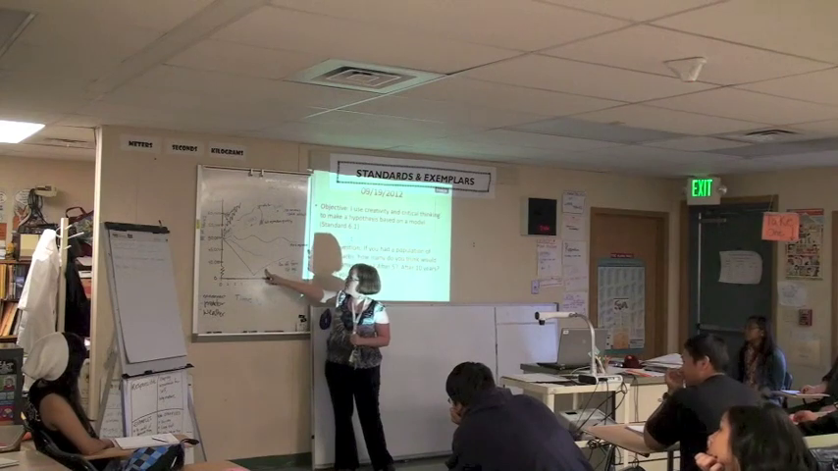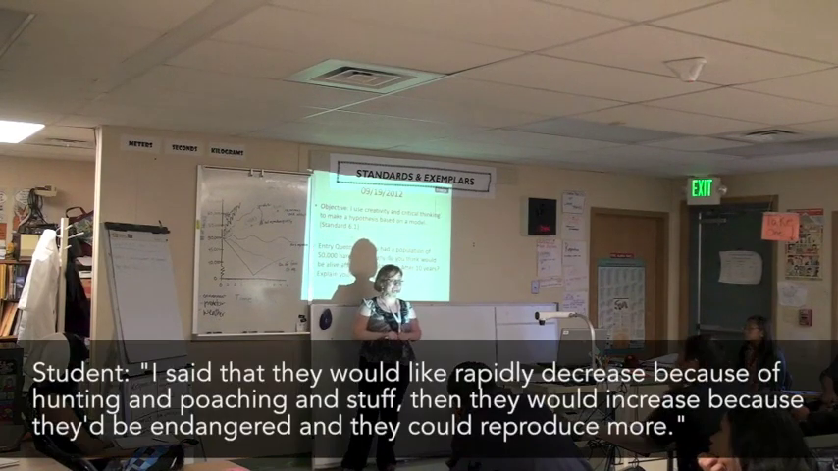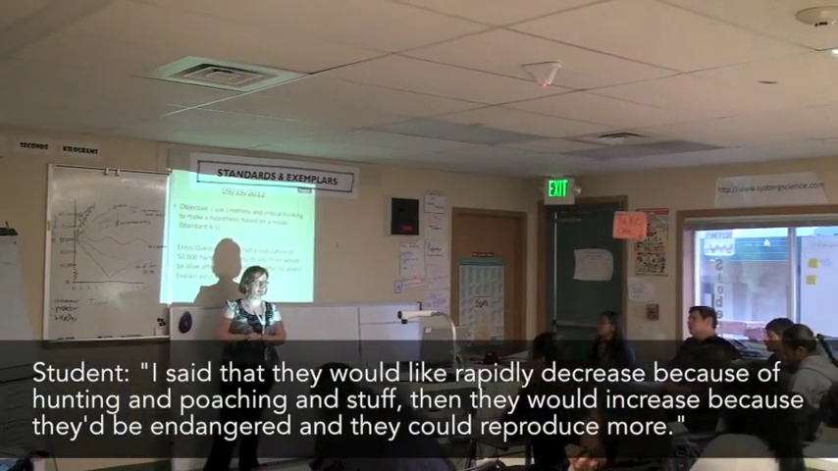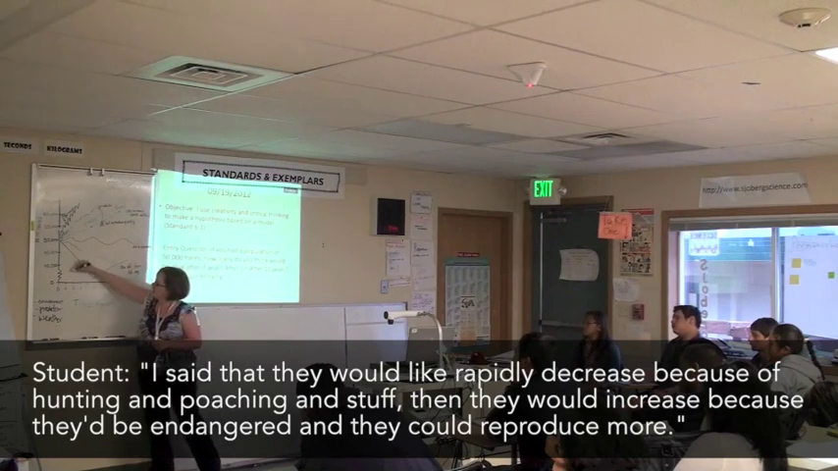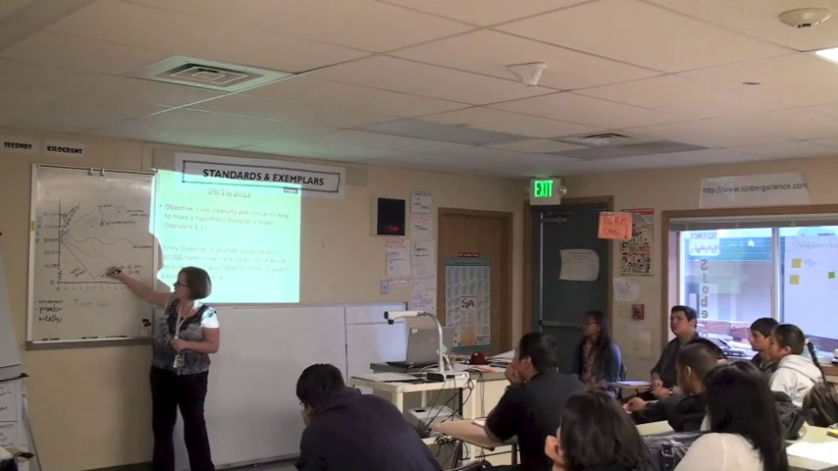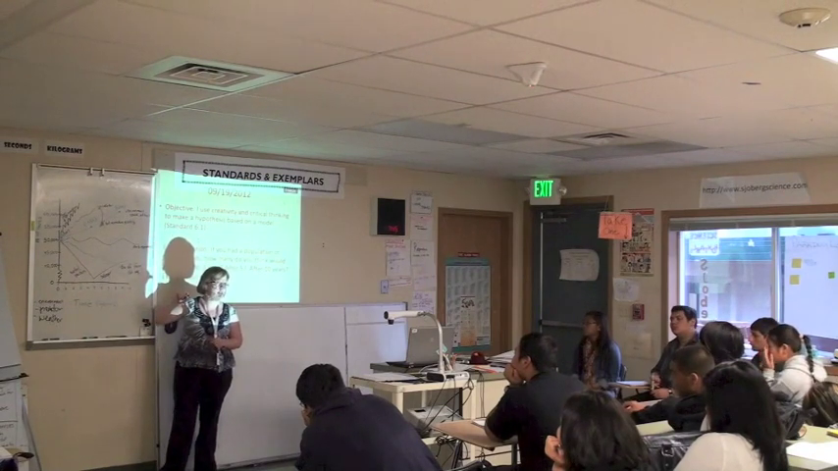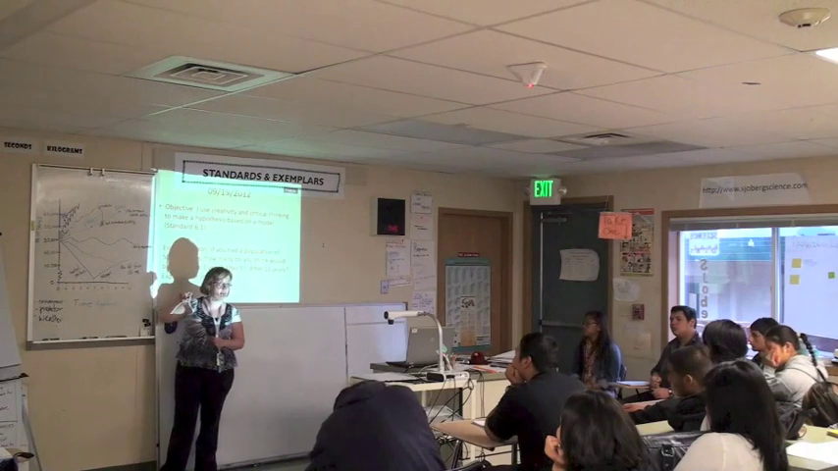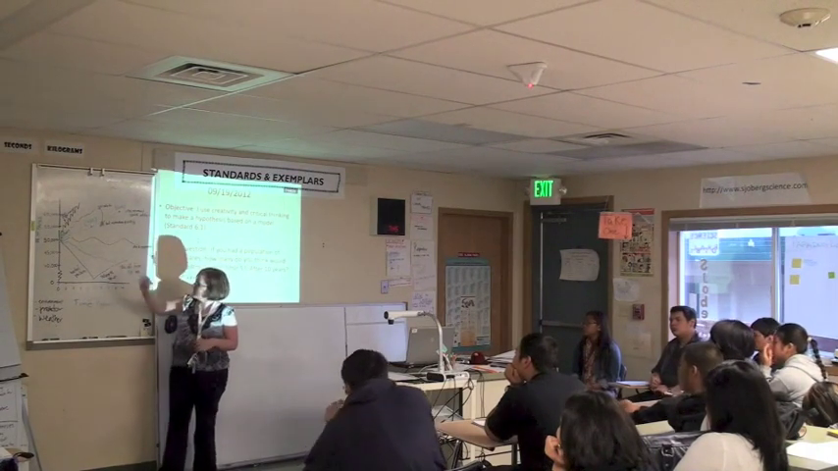All right, and then let's go to this one right here, the bottom one. I said that they would rapidly decrease because of hunting and poaching and stuff. Then they would increase because they'll probably be in danger and reproduce more. So they somehow get on the endangered species list here, and so then they have the ability to reproduce. Yeah. Okay. So that would affect it.